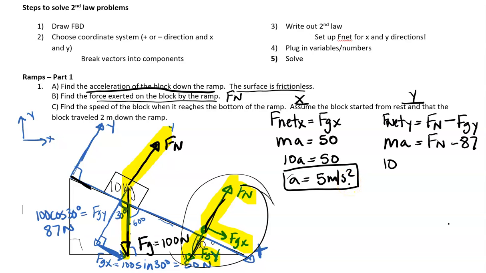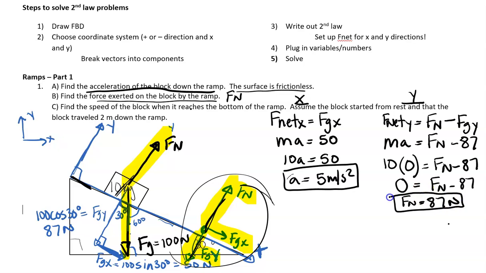So in the y direction, we know the acceleration is, it's not moving up and down. So we know that has to be 0. So we have mass times 0 equals Fn minus 87. So 0 equals Fn minus 87. And then Fn is going to be 87 newtons. So the surface is going to push up with 87 newtons of force.